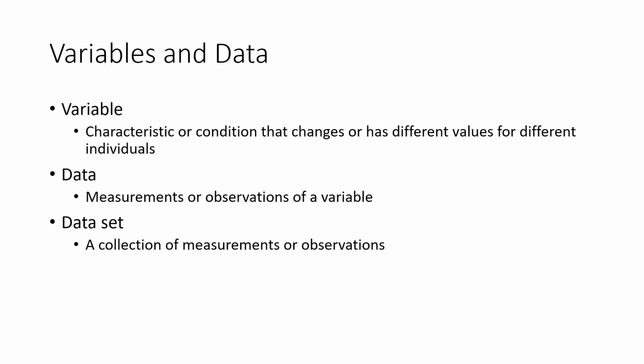Another term we need to know is data. Measurements or observations of a variable are known as data. This is probably a word that you're already familiar with, though you may not know that data is actually a plural word. The singular of data is datum, D-A-T-U-M, datum. So when we say data, we're actually describing multiple numbers. And if you are confused by the plural use of the word data, then you can just generally refer to it as a data set, which is a collection of measurements or observations.